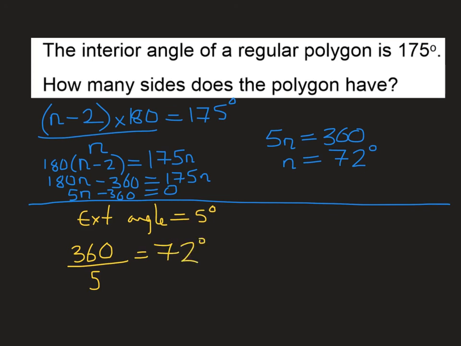And sometimes when you get a question, just think, this is feeling quite complicated. It's only a 1-2 mark question. Think, is there an easier way to do it? Can I do it by using the exterior angle as opposed to the interior angle?